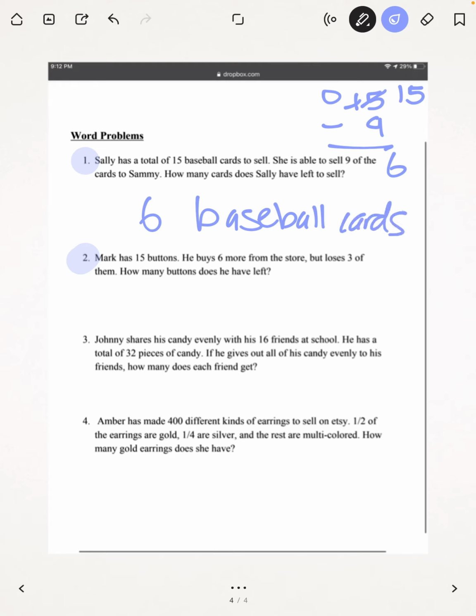Okay, Mark has 15 buttons. He buys 6 more from the store, but loses 3 of them. How many buttons does he have left? So he has a total of 15 buttons. It says he buys 6 more from the store, so he has to add 6, which would equal 21. So he has a total of 21 right now. And it says he loses 3 of them, so you subtract 3. If you do that, it equals 18. So he has 18 buttons left.